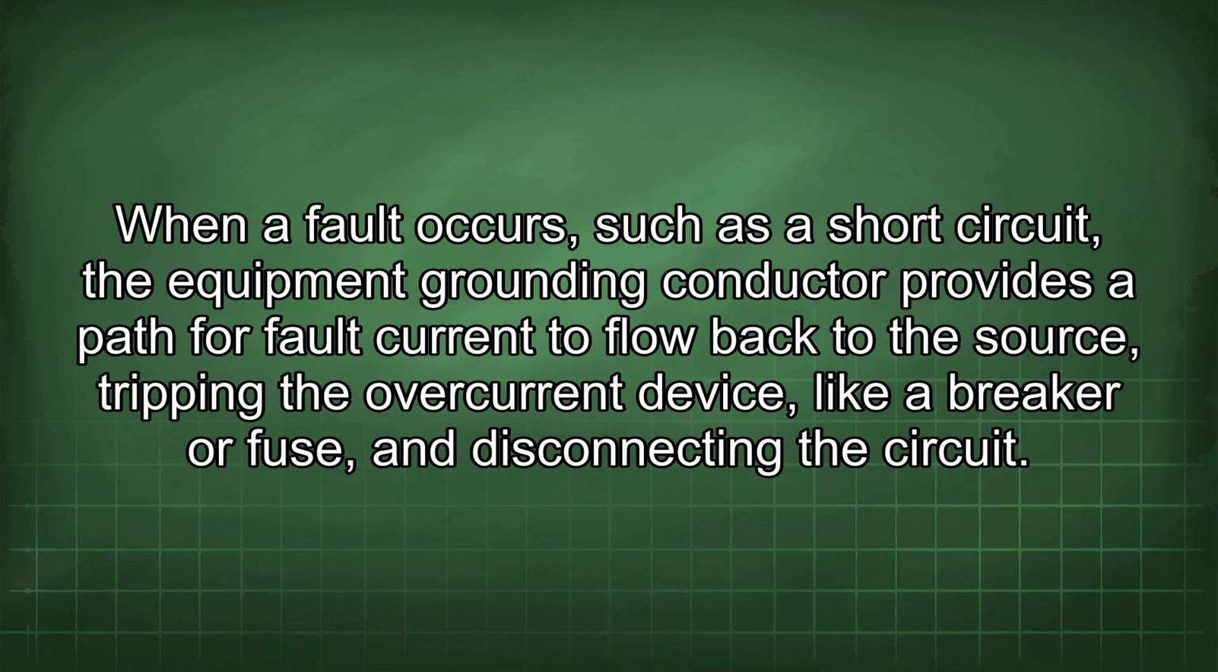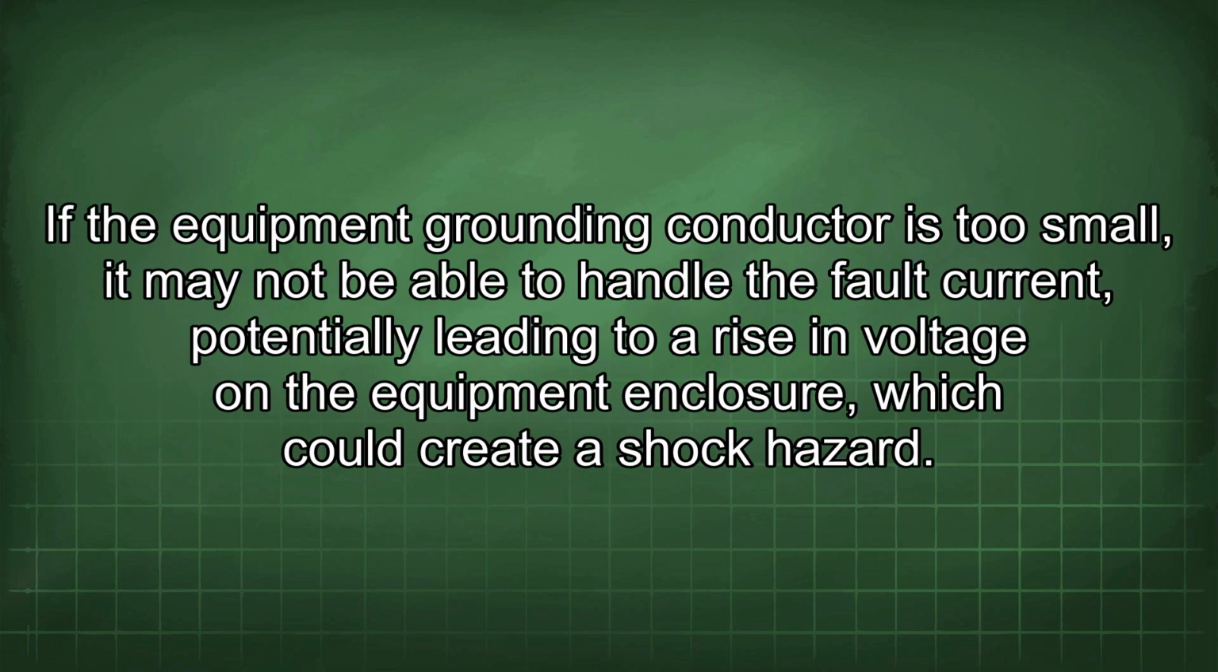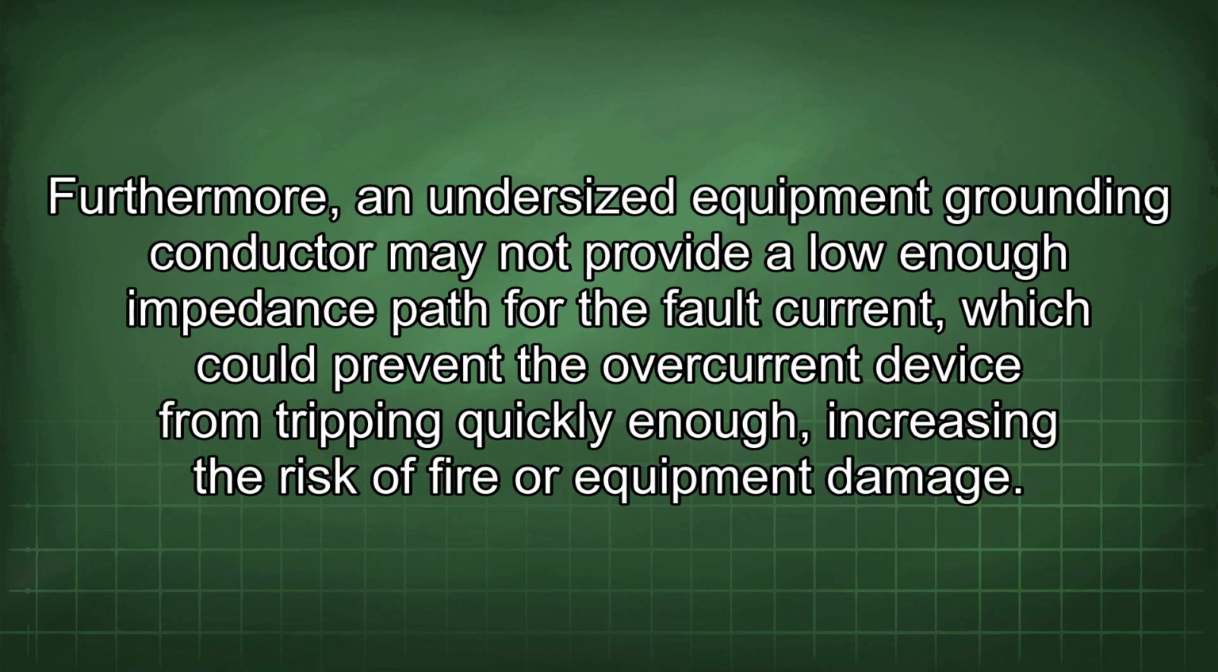When a fault occurs, such as a short circuit, the equipment grounding conductor provides a path for fault current to flow back to the source, tripping the overcurrent device, like a breaker or fuse, and disconnecting the circuit. If the equipment grounding conductor is too small, it may not be able to handle the fault current, potentially leading to a rise in voltage on the equipment enclosure, which could create a shock hazard. Furthermore, an undersized equipment grounding conductor may not provide a low enough impedance path for the fault current, which could prevent the overcurrent device from tripping quickly enough, increasing the risk of fire or equipment damage.